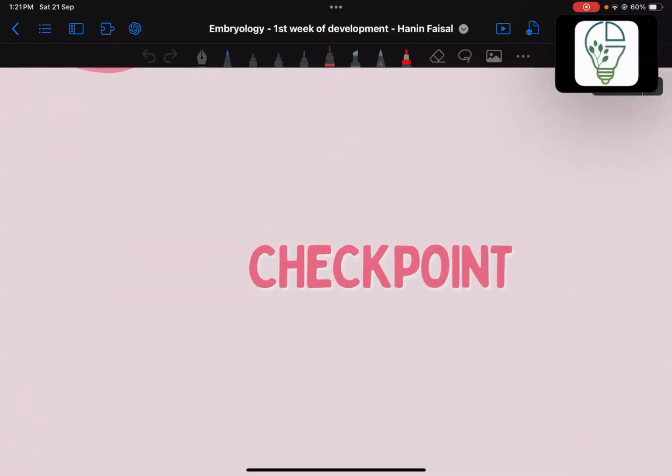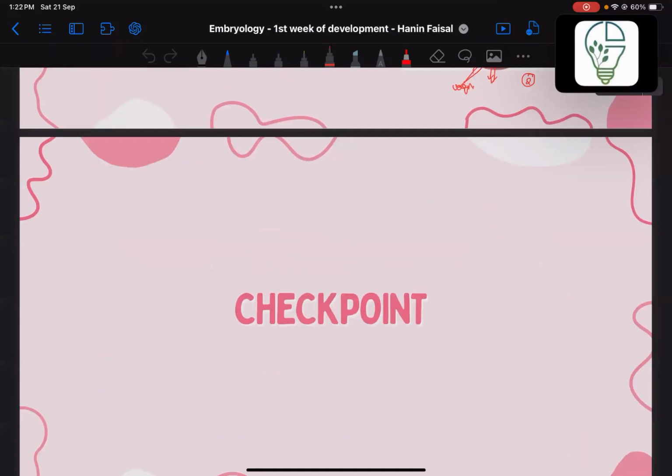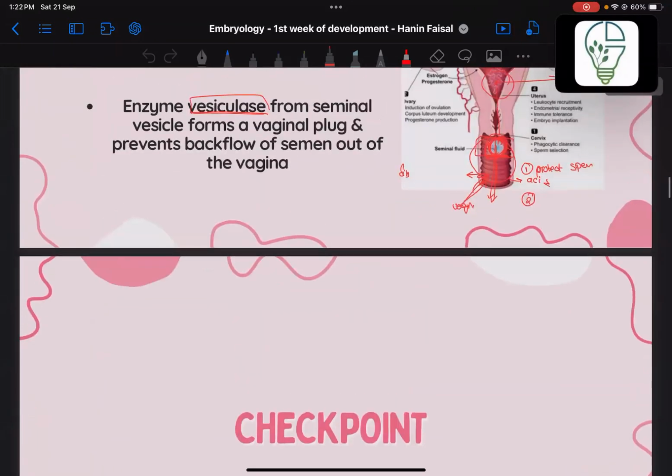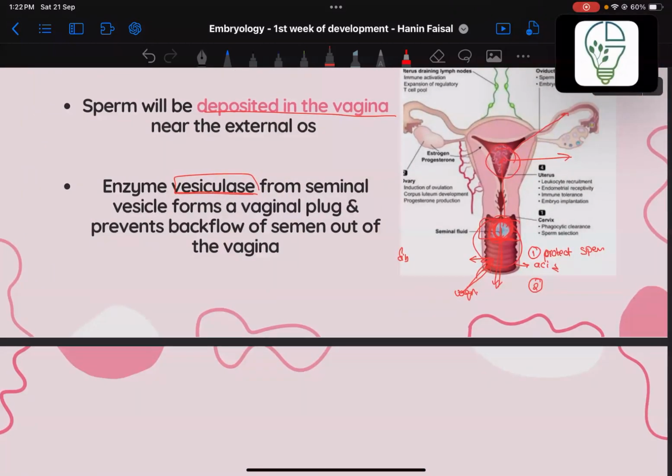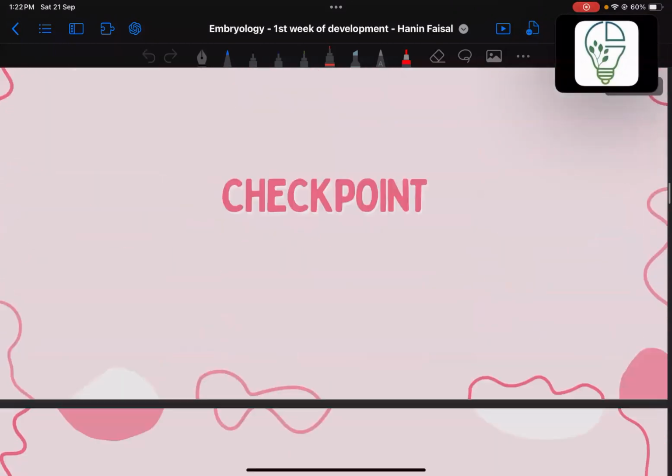So now we talked about ovulation, and we talked about how the sperm gets transported. And why do we need all of this? We built this to go through fertilization. Okay, the vesiculase is released from the seminal vesicle, and a seminal vesicle is an organ or a component of the male reproductive system. Okay, perfect.